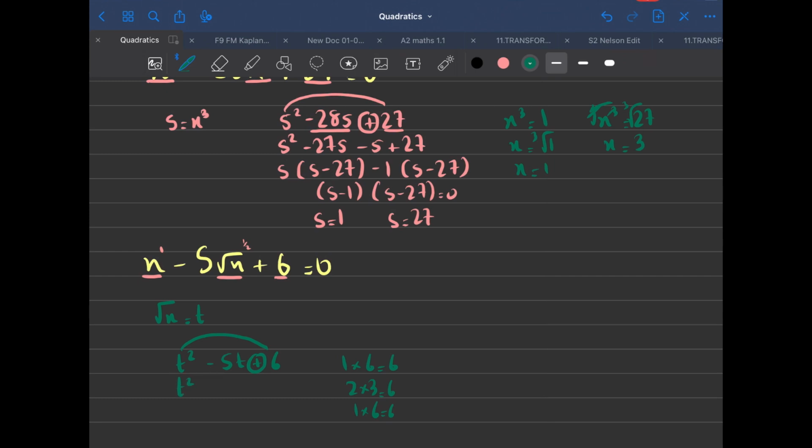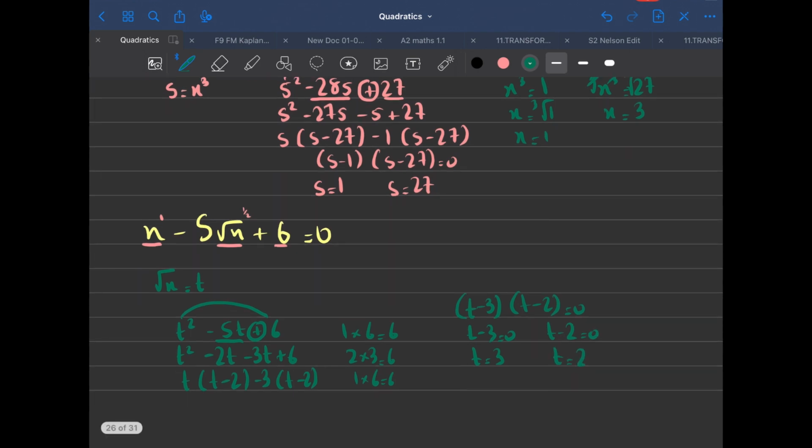So I'm going to use what? Minus 2t minus 3t plus 6. Take t common, t minus 2. Take minus 3 common, t minus 2. So now t minus 3 and t minus 2. It's going to be t minus 3 equal to 0, t is equal to 3. And t minus 2 is equal to 0, t is equal to 2.